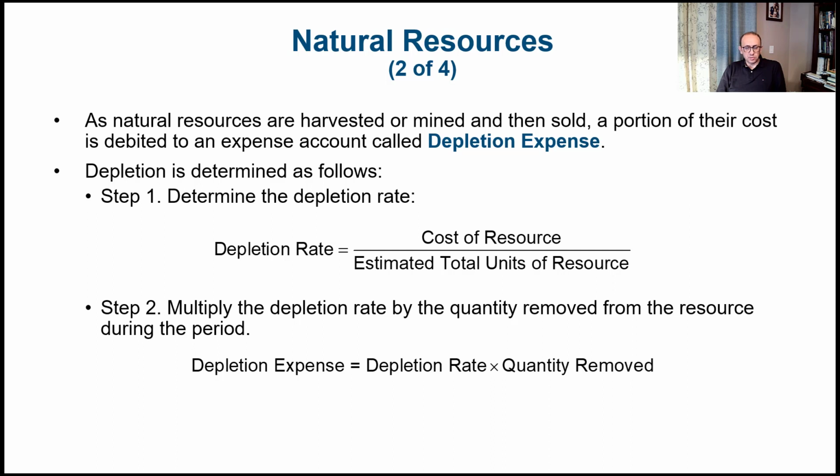And then the second step would be multiplying the depletion rate by the quantity removed from the resource during the period. So we're going to calculate the depletion expense as the depletion rate that we calculated in the first step multiplied by the quantity removed. I would say this is very similar to the depreciation using the units of production or units of activity. And of course it has the same idea as the straight line depreciation, but I think this is more similar to the depreciation method which applies the units of activity or units of production.